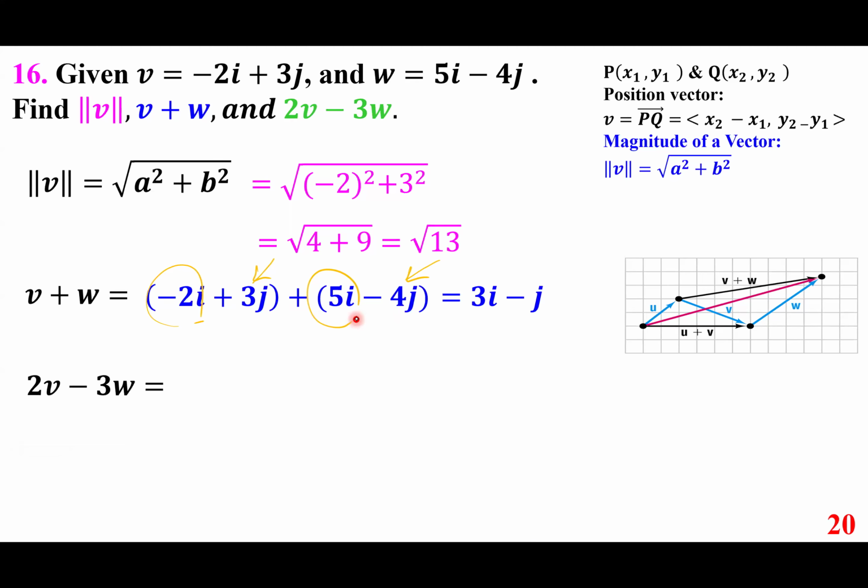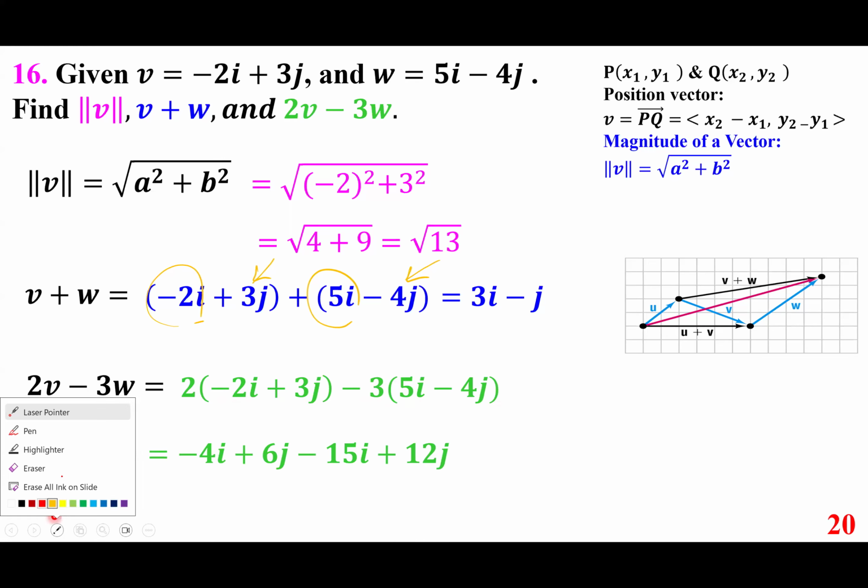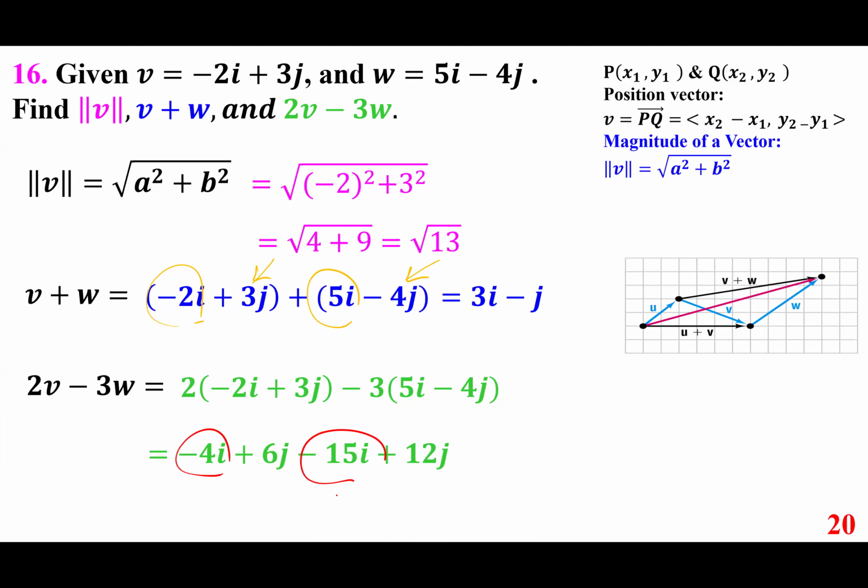What about 2v minus 3w? Well, very simple. All you have to do is multiply v by 2, multiply w by 3, and subtract this, negative 3w, from 2v. So we write 2 times v minus 3 times w. Let's distribute here: minus 4i plus 6j. This is what I mean, you definitely must distribute: minus 15i plus 12j. Clearly, we get negative 19i, and over here these two give 18j. This is the final answer.